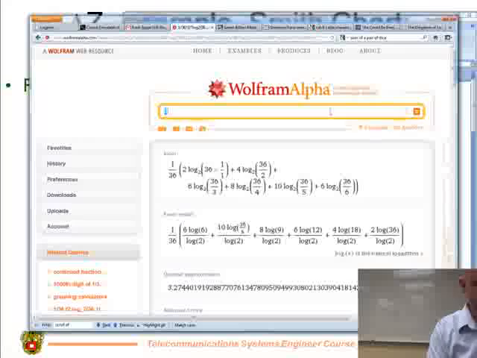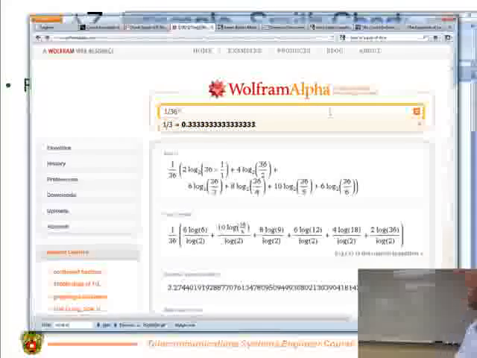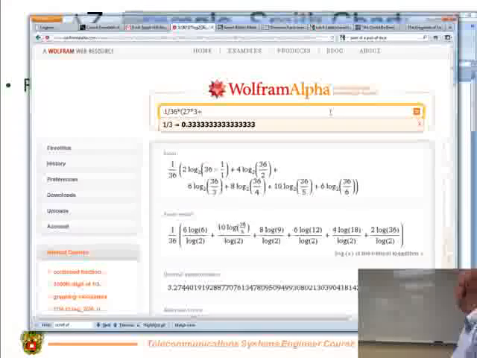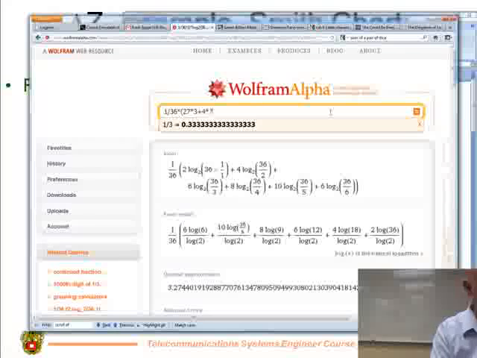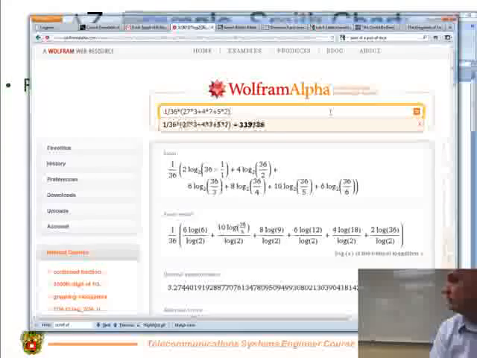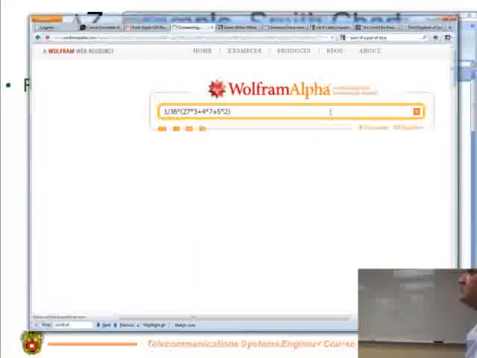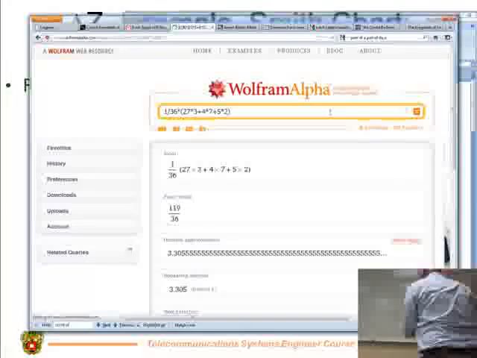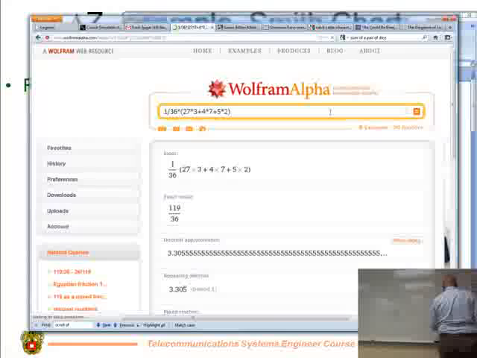92 over 36. Times 27 times 3 plus 4 times 7 plus 5 times 2. 3 times 27, 81, 28, 109, plus 10 is 119. Yeah, 119/36 is what I got. So that equals 3.305. Which is greater than 3.27, but less than 4.27, so it's just a little.